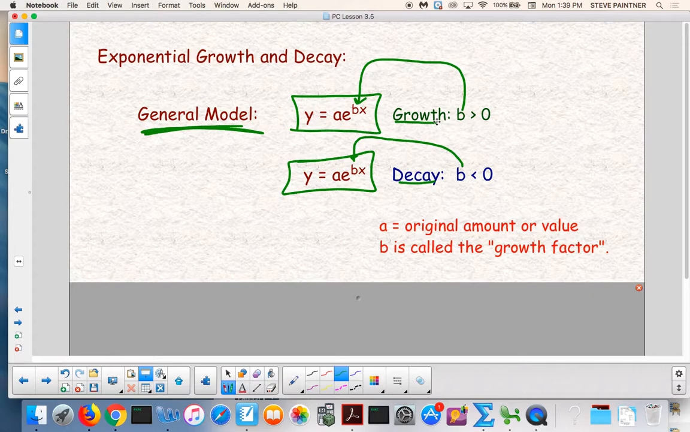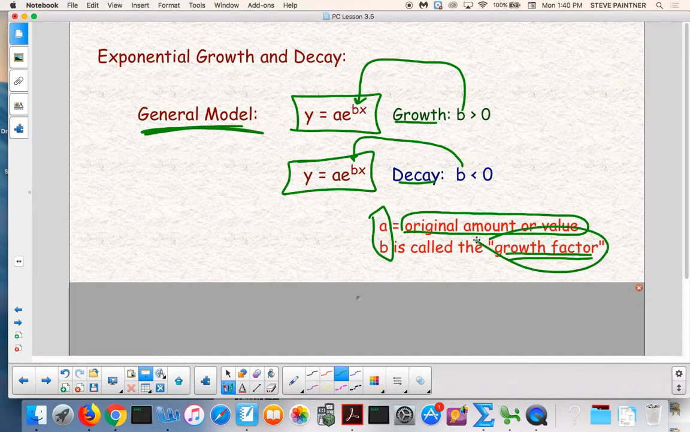Right here, guys, I gave you a little blurb. A is the original amount or value of whatever we're talking about. B is called the growth factor. How fast is something really going to grow? Everything grows at different speeds. Like, mosquito population grows at a different speed depending on the weather. If it's really hot, they grow fast. If it's kind of cold, their population doesn't grow much. So lots of things determine the growth factor. Today, you have to figure out the growth factor. It's not going to be as easy as you think, but it's not that bad.